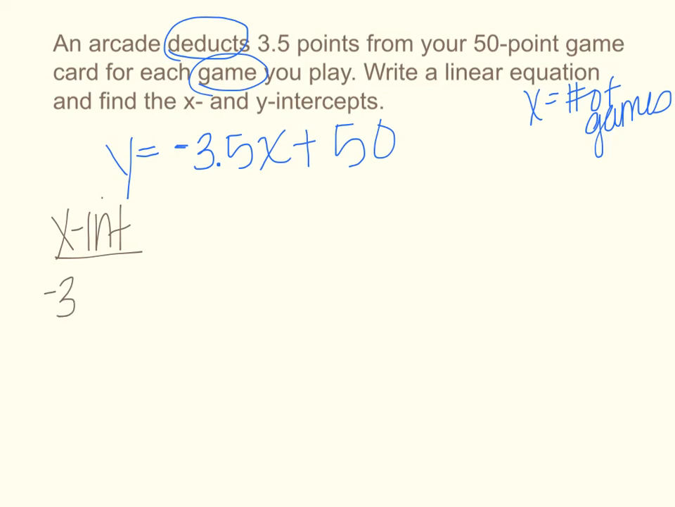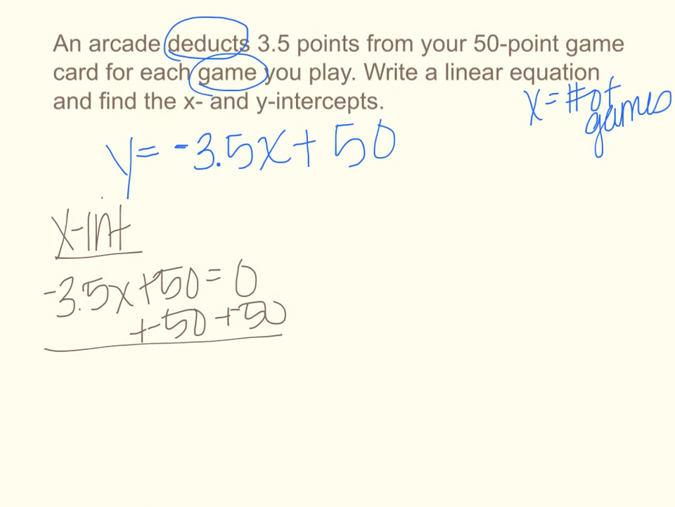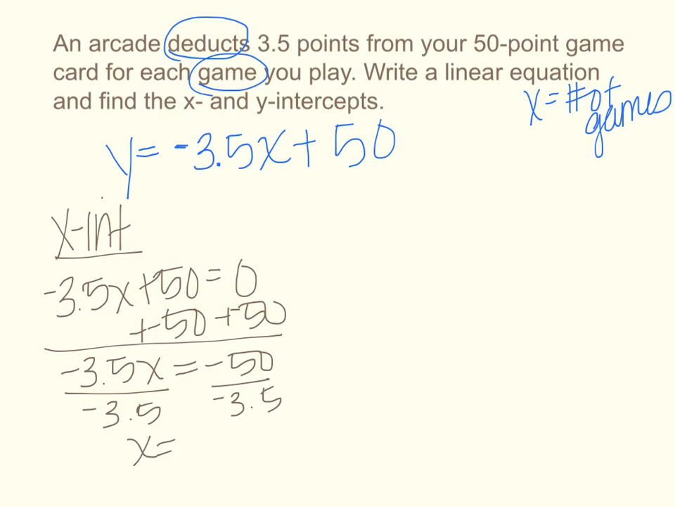So I'm going to do negative 3.5x plus 50 equals 0. I would add a negative 50 to both sides to get negative 3.5x equals negative 50. Divide by negative 3.5. So x is equal to around 14.3. We're just going to round. So my ordered pair is 14.3, comma 0.